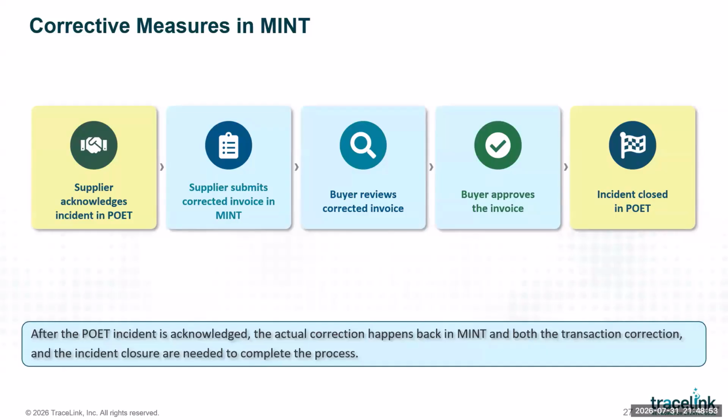Now here's something important to understand. The incident is tracked in Poet, but the actual correction happens back in Mint. Both the transaction correction and the incident closure are needed to complete the process. The sequence goes like this.